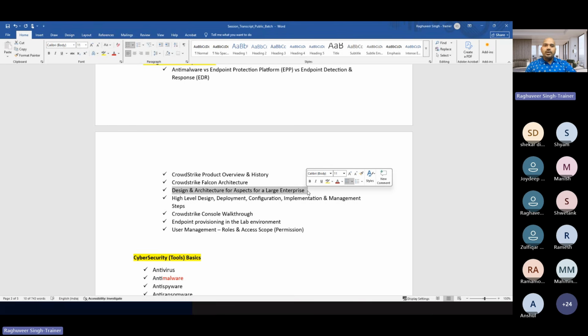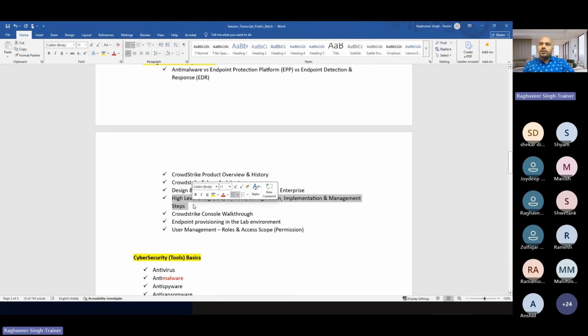what should be your approach? What is the starting point? What should be the stages in the middle? And how you should complete that onboarding and move on to the next customer. So that's what I'll talk about. I'll also talk about a high-level design, deployment, configuration, implementation, and management steps.